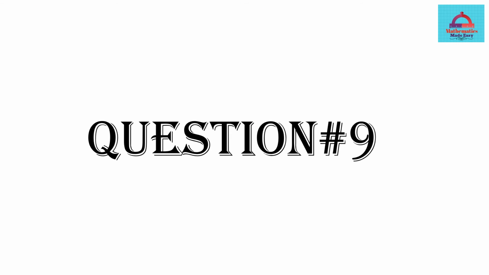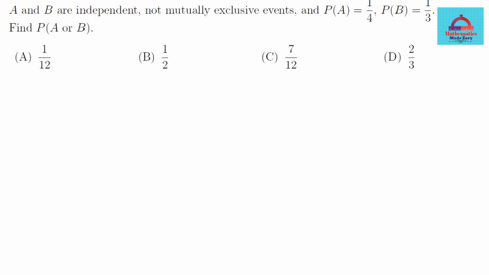Okay, question 9 now. A and B are independent, not mutually exclusive events. So these keywords are very, very important. You know what independent events are. We've done mutually exclusive. In case you have forgotten, please do watch my previous videos. I will put the link in the description box.